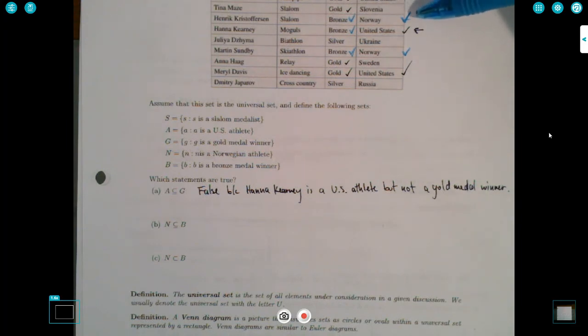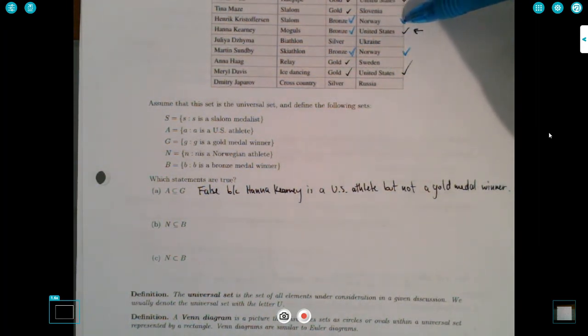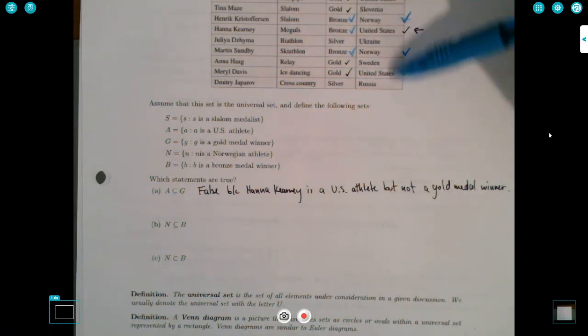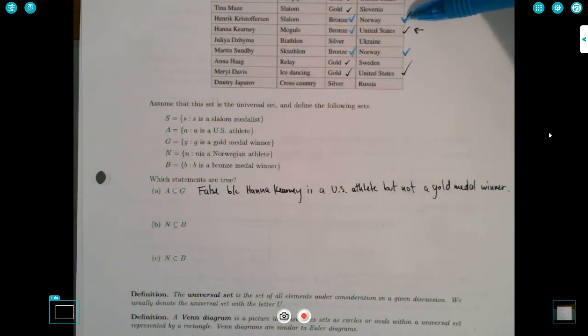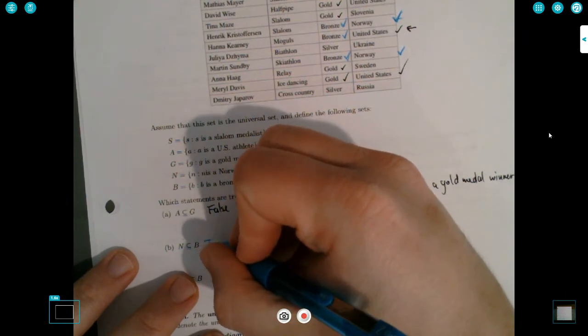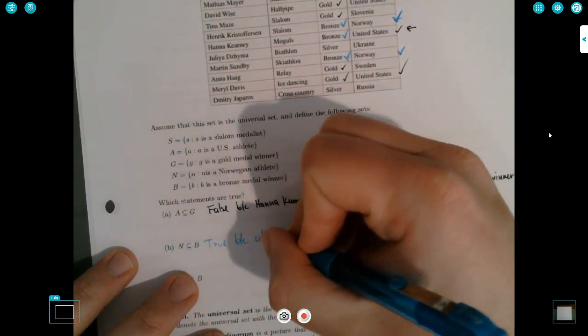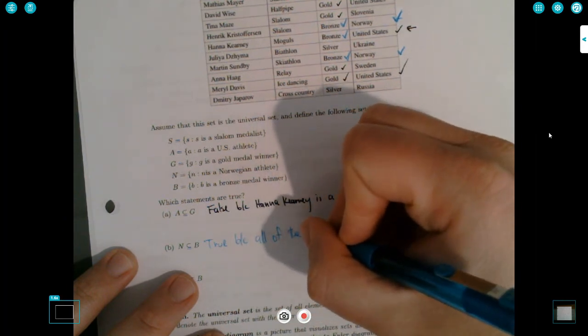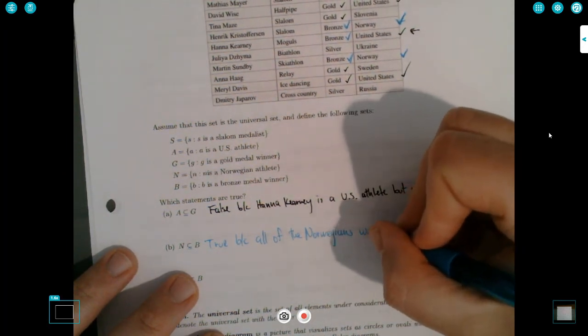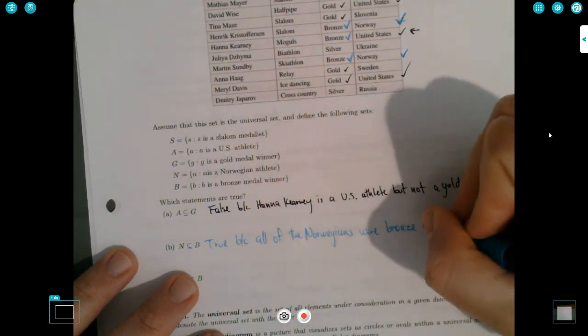Yeah. Right? This person, Henrik Kristoffersen, is Norwegian and he's a bronze medalist. Martin Sundby is a Norwegian who is a bronze medalist. And there are no other Norwegians listed. So all of the Norwegians were bronze medalists. This is true because all of the Norwegians were bronze medalists.